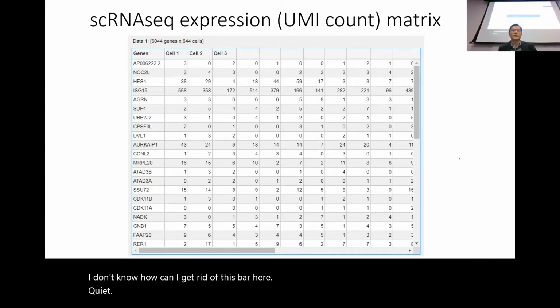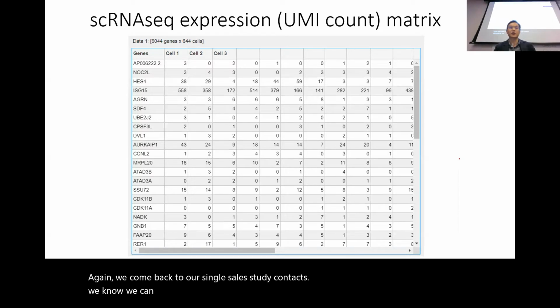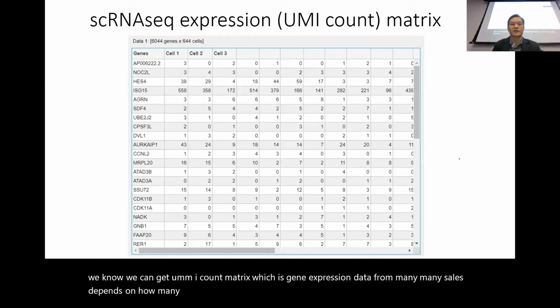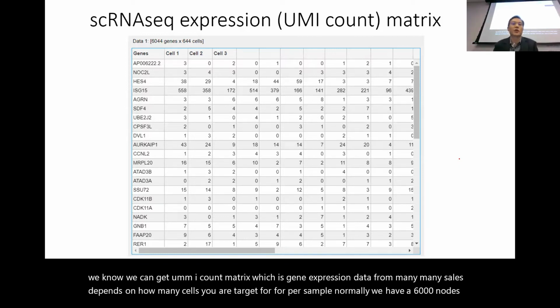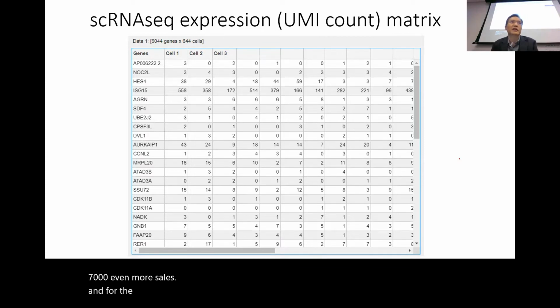Okay, it's good. So again, we come back to our single cell study context. We know we can get the UMI count matrix, which is gene expression data from many cells. Depends on how many cells you are targeted for per sample. Normally we have 6,000 or 7,000, even more cells. And for the expressed genes, we may end up with 10,000 genes. So you have this big spreadsheet.